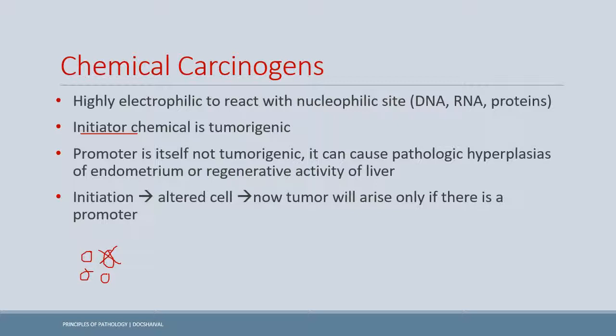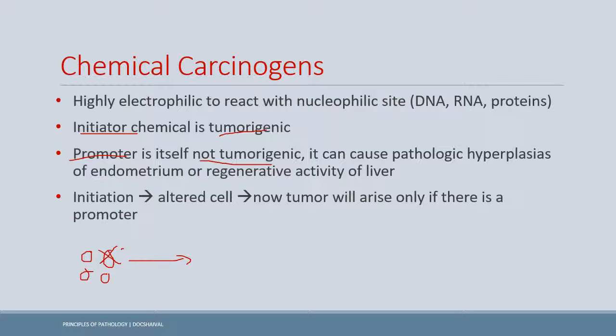Okay, we need another chemical which is called a promoter, and the promoter will cause hyperplasia, that is the increase in the division of this altered cell, and that promoter's presence is necessary for the tumor to develop or progress. Okay, so that's what I have written over here: the initiator chemical is tumorigenic. Now, the promoter is not tumorigenic itself. If we apply only a promoter, probably there would be no cancer. But we need an initiator followed by a promoter for the tumor to develop.